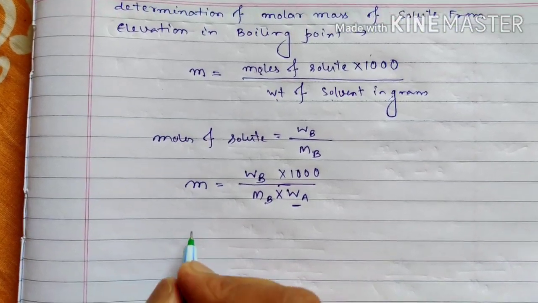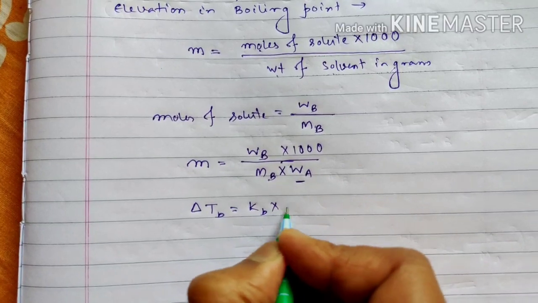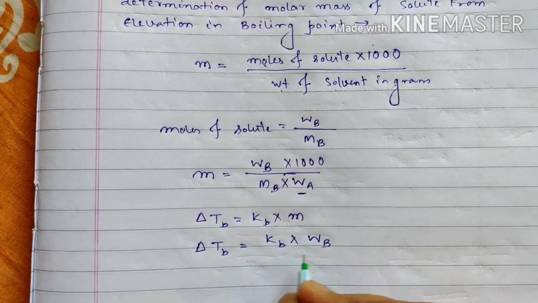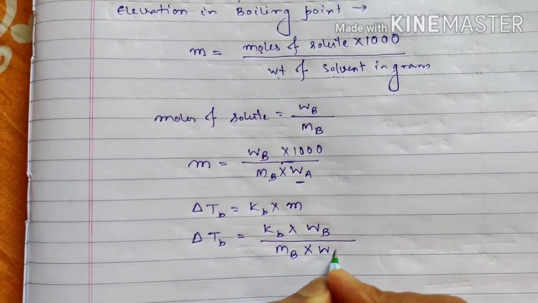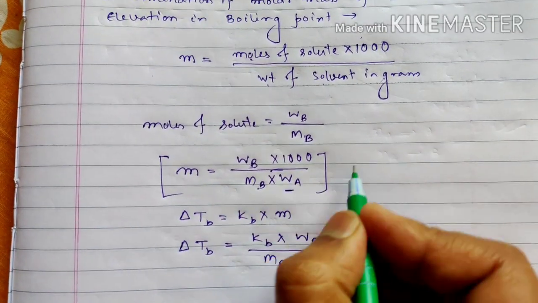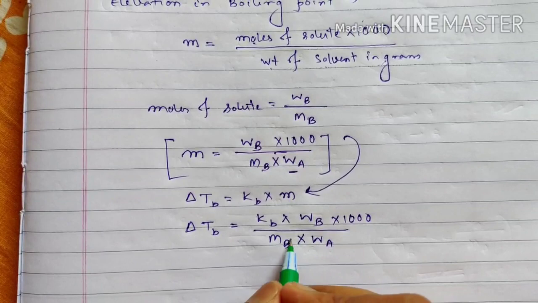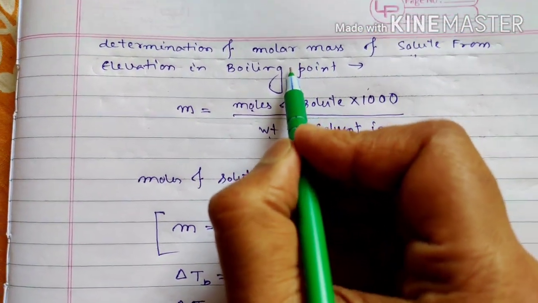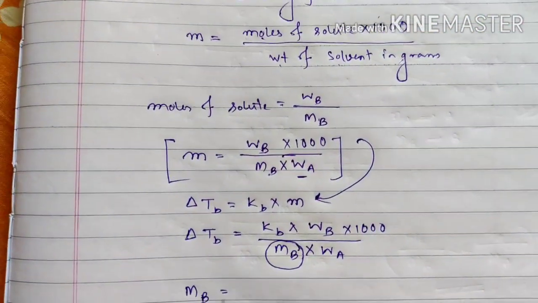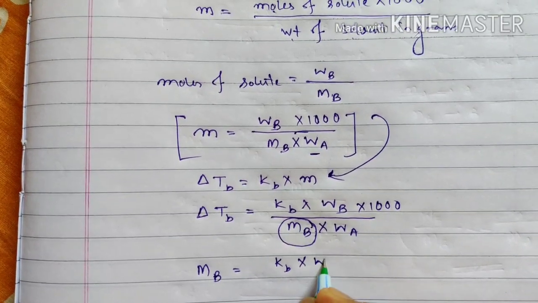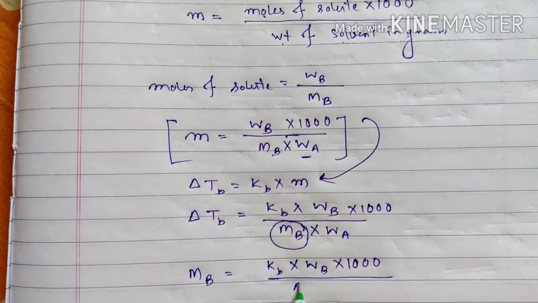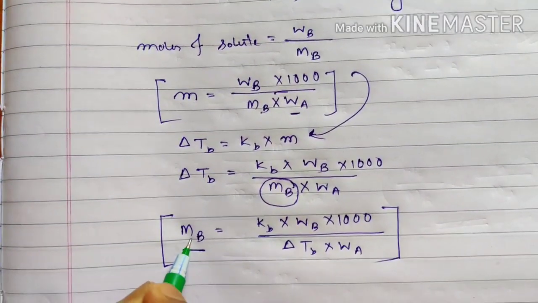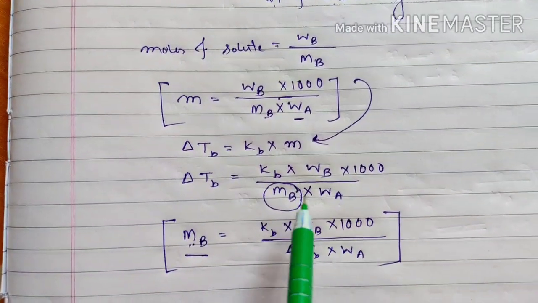Now substituting this value, we know that delta Tb is equal to Kb into m. So delta Tb should be equal to Kb into WB by MB into WA into 1000. We are just putting this equation over here. So here you can see the MB is already here. So MB, that is our desired target, which is the molar mass of solute, we should be able to write as MB is equal to Kb into WB into 1000 divided by delta Tb into WA. There will be lots of numericals where we have to either calculate this one directly, or this will be given and using this equation we have to calculate something else. We will see those.